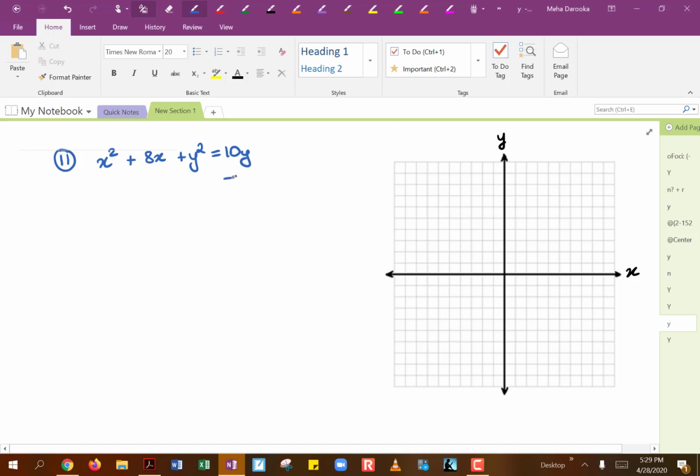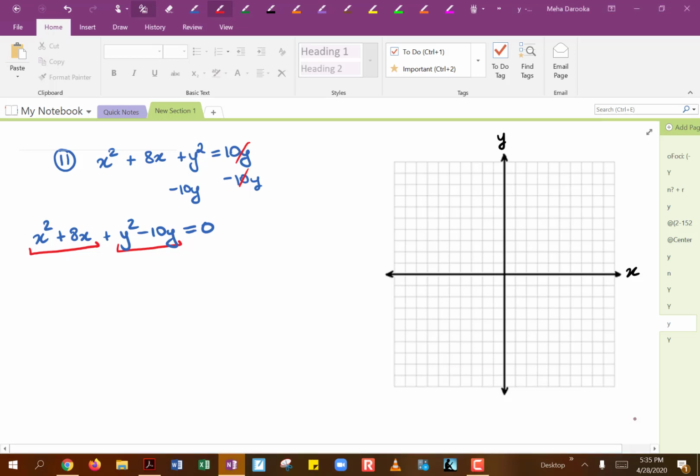So basically we'll start by subtracting the 10y on both sides, and we will end up getting x squared plus 8x plus y squared minus 10y equals 0. And this is actually something we had talked about in chapter 1, so you can go back and look at your notes for chapter 1, but we will actually need to use completing the square on both our x variables and our y variables to be able to come up with the center and the radius for the circle.